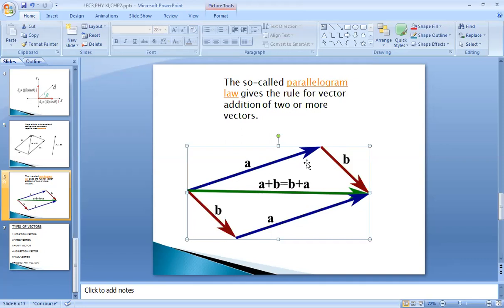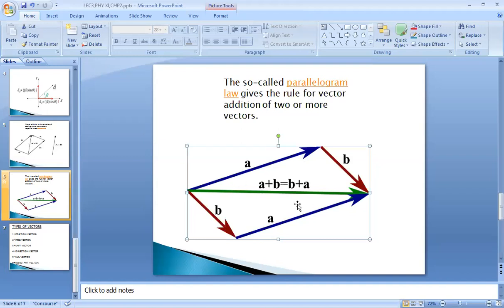There are different methods we can use for addition of vectors. Addition of vectors by the rectangular component method we will discuss in the next video. And this is the addition of vectors by the parallelogram method. So when we are given two vectors and we want to find their sum, we can use the parallelogram method of addition. Students, you can see clearly B plus A or A plus B.